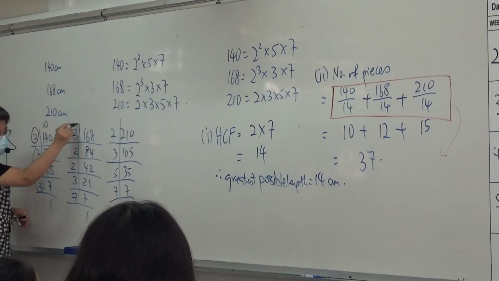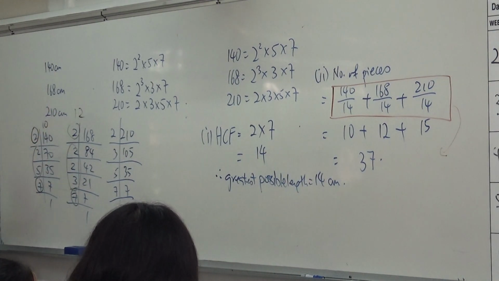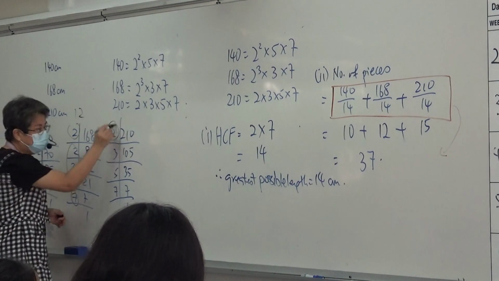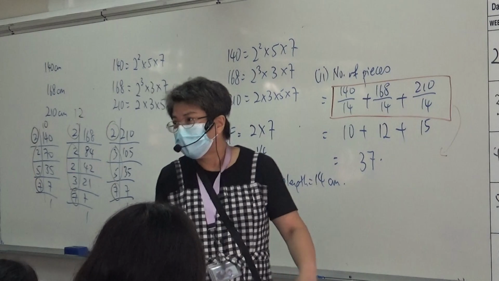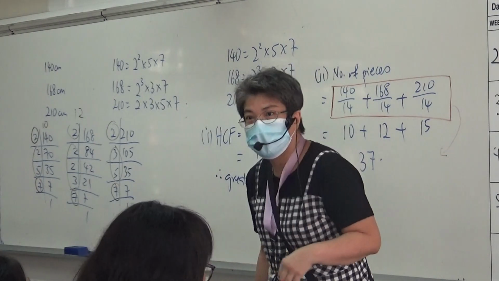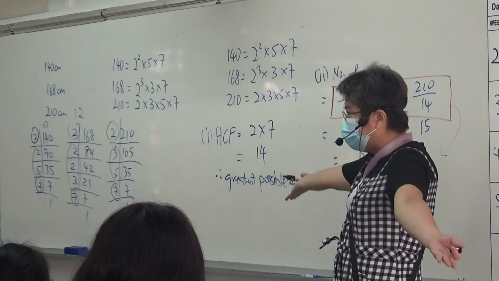Okay? 2 and 7 will give me 14. This one will give me what? 12 pieces. Can you see? This one, 2 and 7 will give me 14. This one will give me 15 pieces straight away. It's not a miracle. It's the same, because I divide now, so I cancel, I'll get the answer.